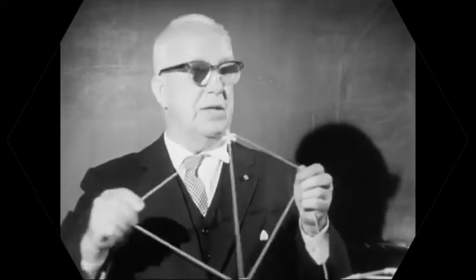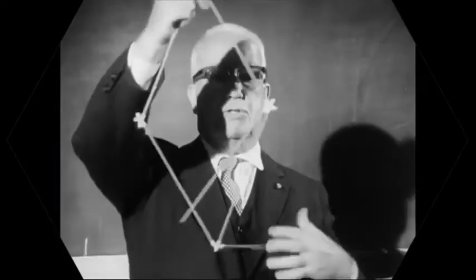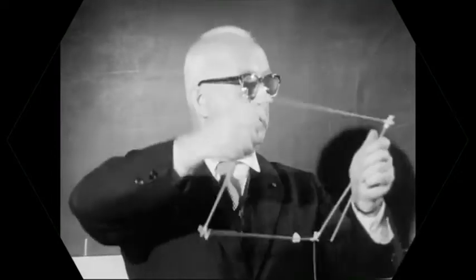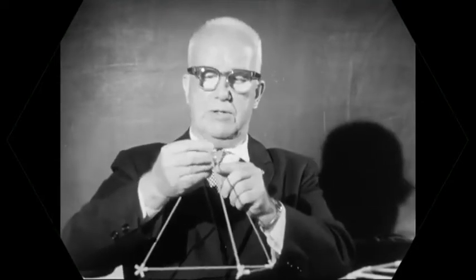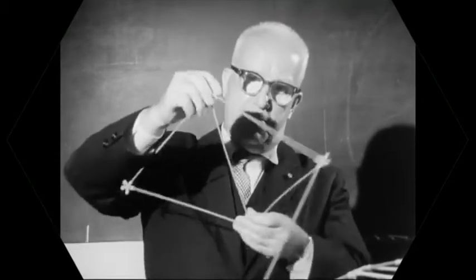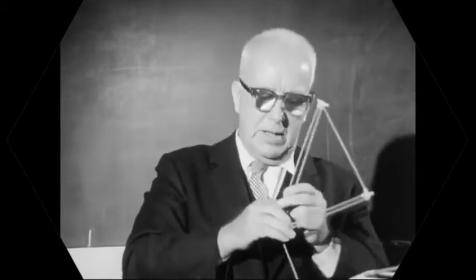Now, we find there are no other polygons that will do this. If I take out this, here's a square, we find it completely unstable. Make more sides, and it gets less and less stable. So the triangle is the only stable pattern.